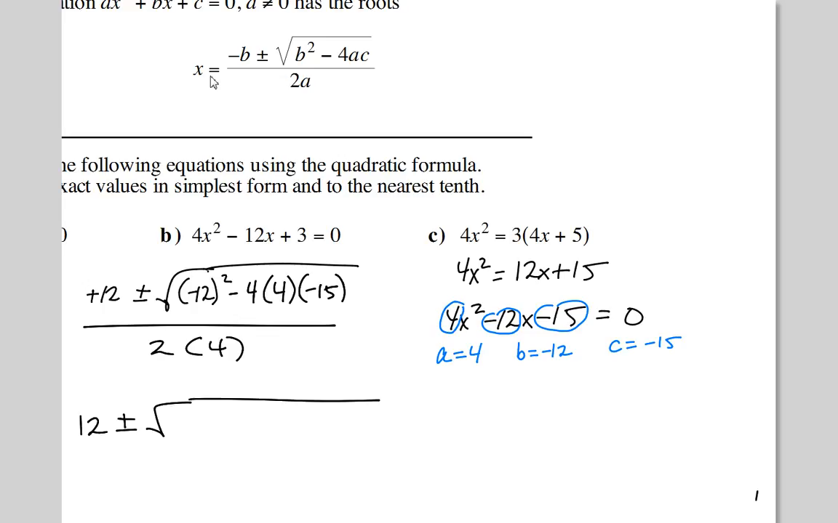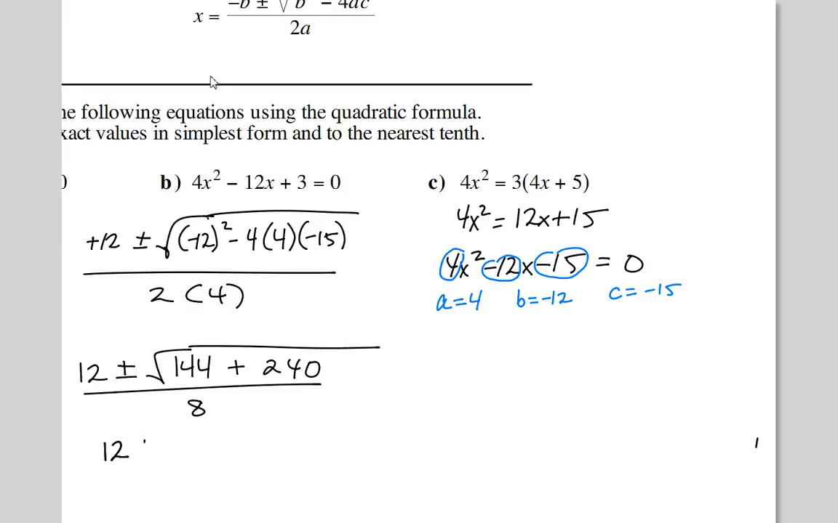Okay, so we have some similarities. 144 again. And do you see the minus minus there in the radical? So minus minus, you can automatically go plus. And then what's 4 times 15 is 60. 60 times 4 is 120. No, 240. Double that. 240. 6 times 4, yeah. And then all over 8. So 12 plus or minus.